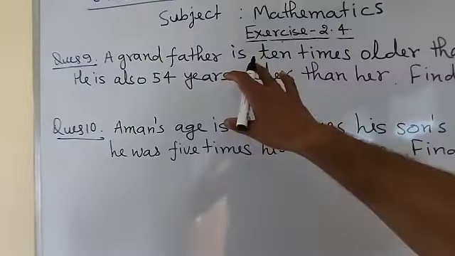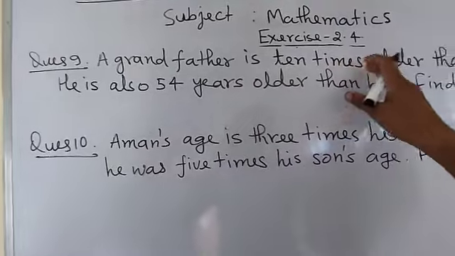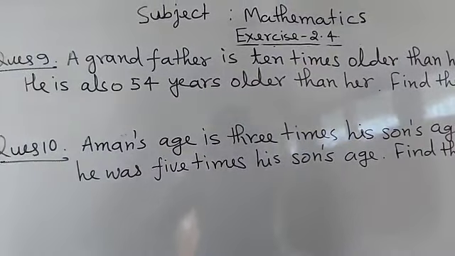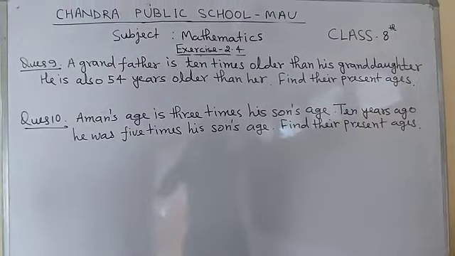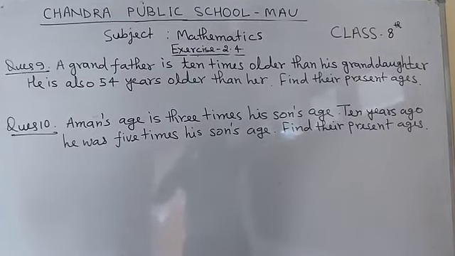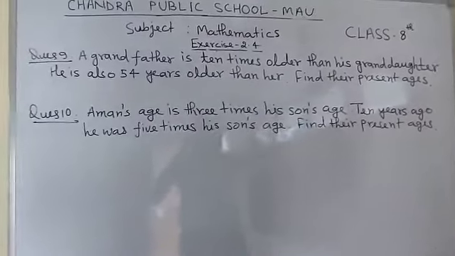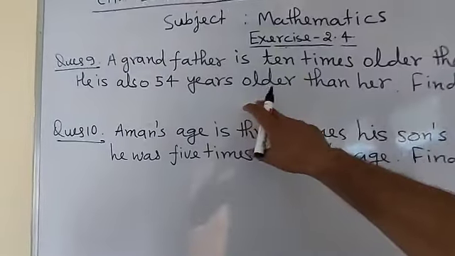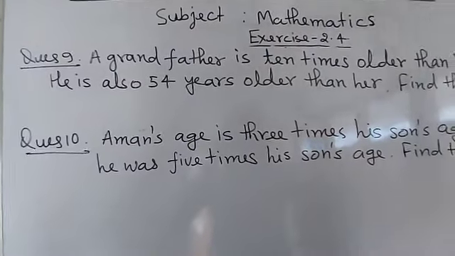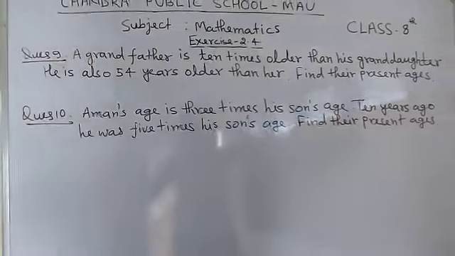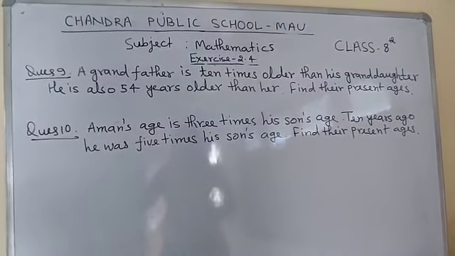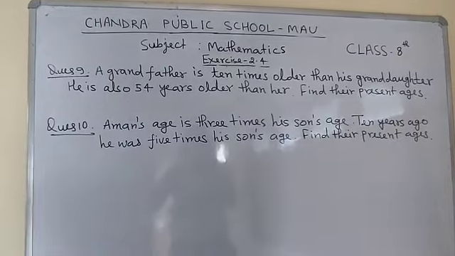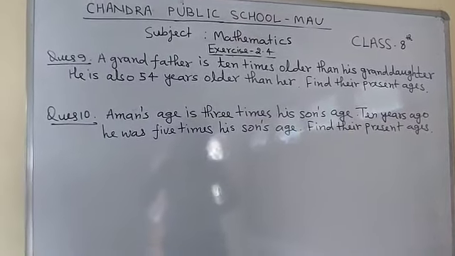So here it is a simple question. You are given the relation between the granddaughter and grandfather, so you will take the variable: the age of the granddaughter is x, then the age of the grandfather is 10 times, which will be 10x. Now the grandfather is 54 years older than the granddaughter, it means grandfather's age minus granddaughter's age equals 54. Then you will solve it and get the value of x. After that you will find the present age of both.